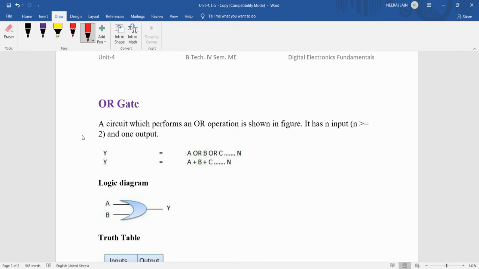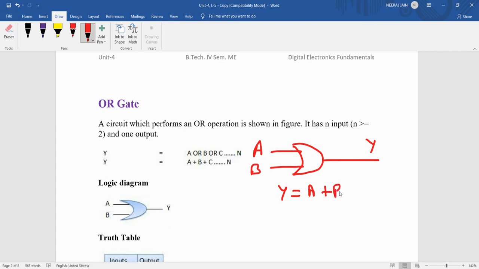Now the second gate is the OR gate. The symbol of the OR gate is like this. It is the symbol of the OR gate. If there are two inputs A or B, we are getting the Y. Then Y is equal to A plus B.